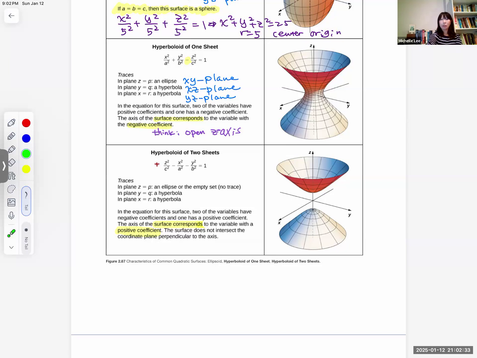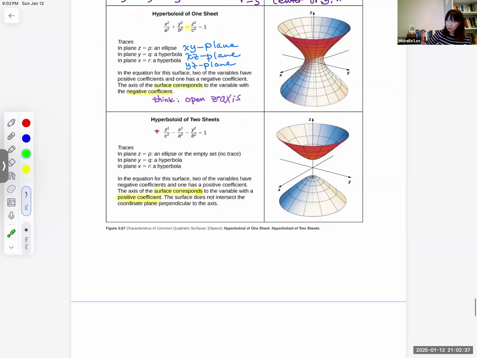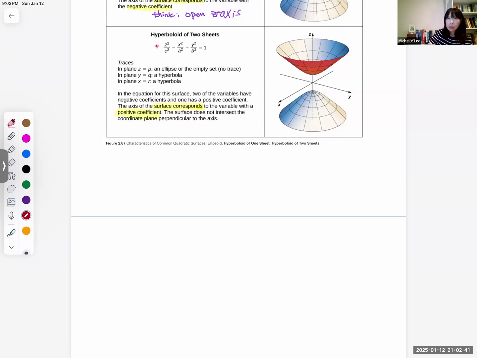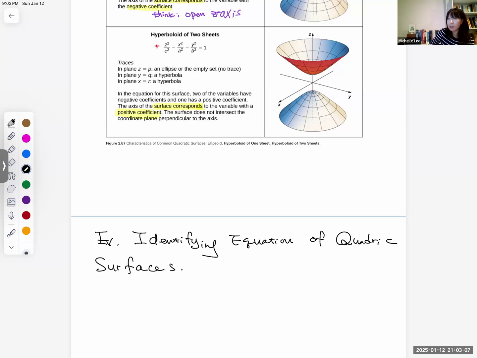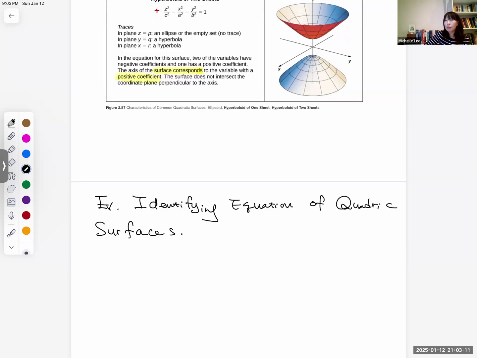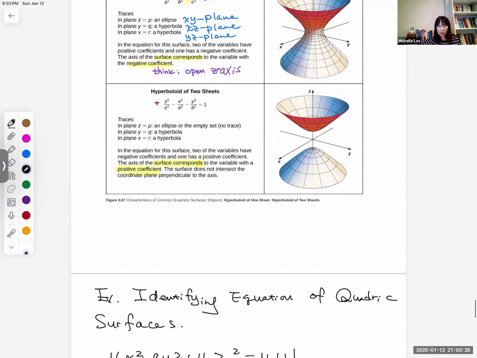Then we have two more questions, then we're done for this section. Let's do it. Identifying the equation of a quadric surface. Okay, so we have 16x squared plus 9y squared plus 16z squared equal to 144. Can you think about that? Okay, I'm going to show you everything here.